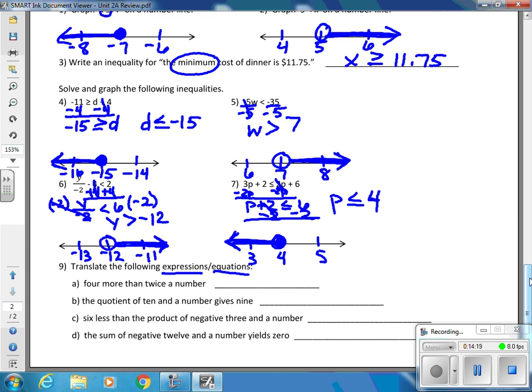All right, the last section on this test review is to translate expressions and equations, not inequalities, just translating expressions and equations. You're not solving them either. You're just translating words into actual symbols.